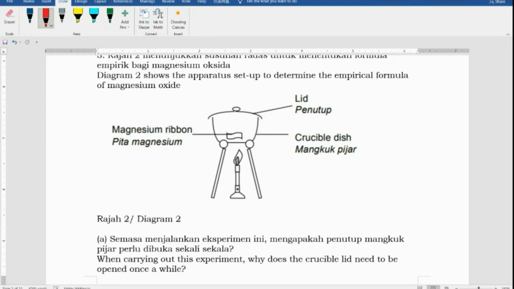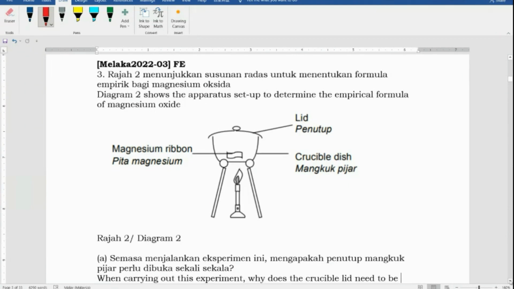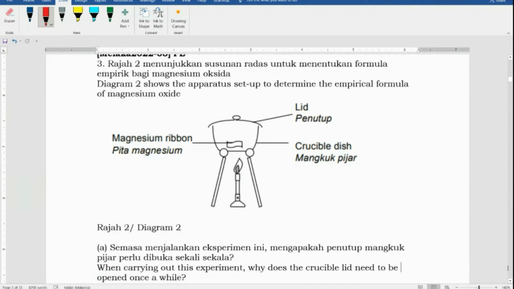Okay, class. Now we check this question. Let's discuss this question now. Cynthia, can you read the question, please? Diagram 2 shows the apparatus set up to determine the empirical formula of magnesium oxide. A. When carrying out this experiment, why does the crucible lid need to be opened once in a while?